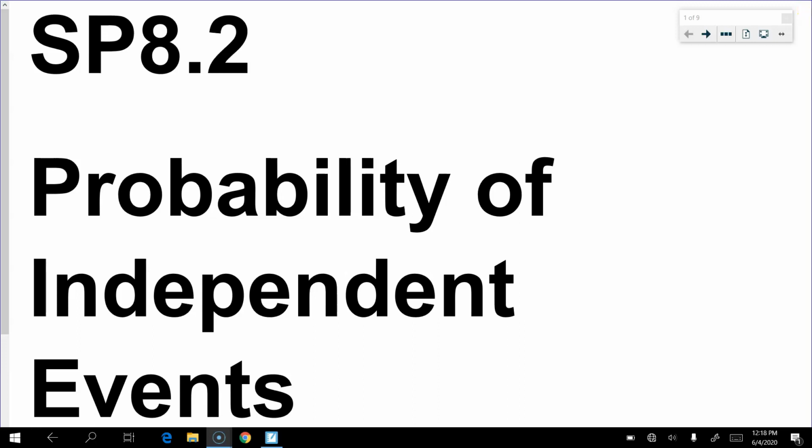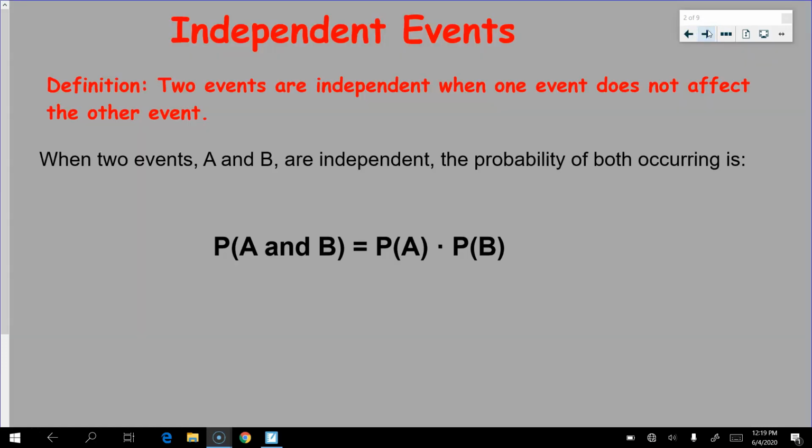Today's lesson is SP8.2 and we're talking about probability of independent events. So what that means is, two events are independent when one event does not affect the other event.